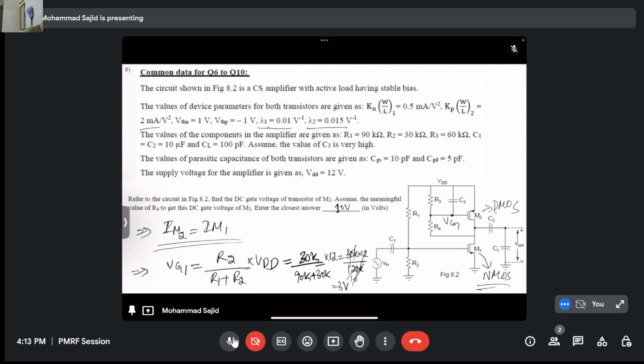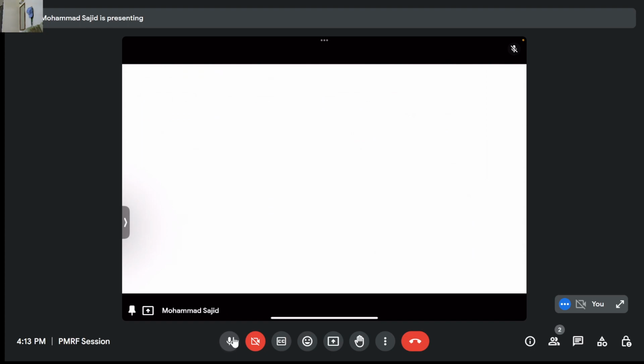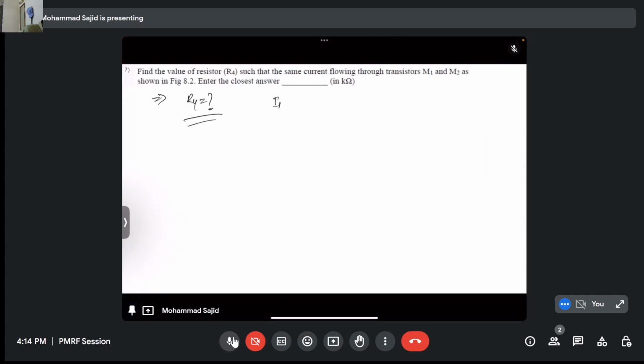Moving on, the next question is related to R4. We have to find the value of R4 such that the same current flows between the transistors. Again, we have to use this concept: IDS is equal to ISD.